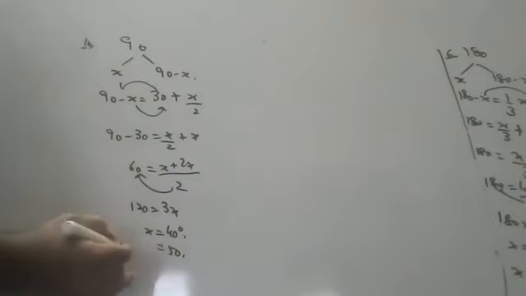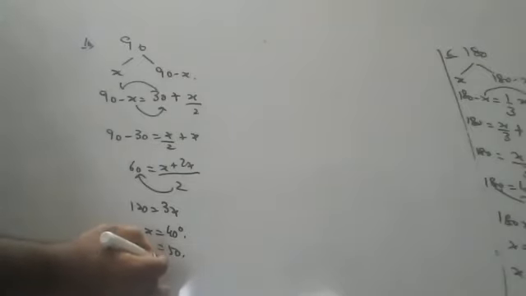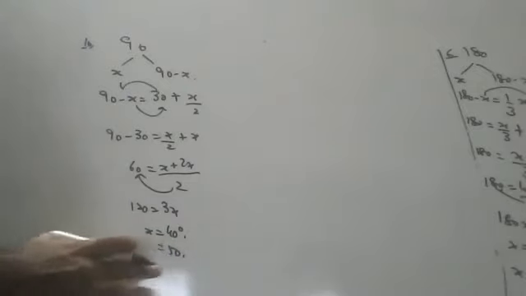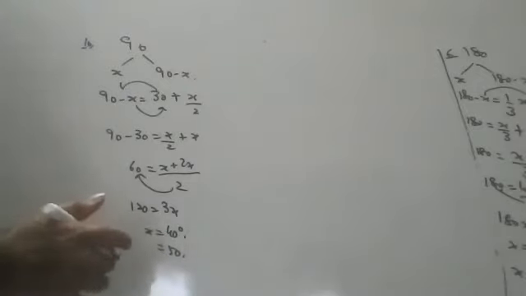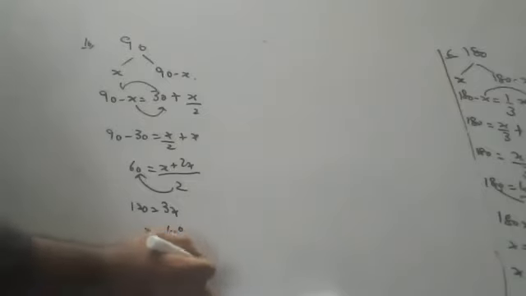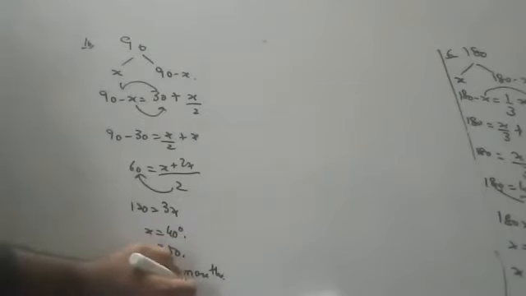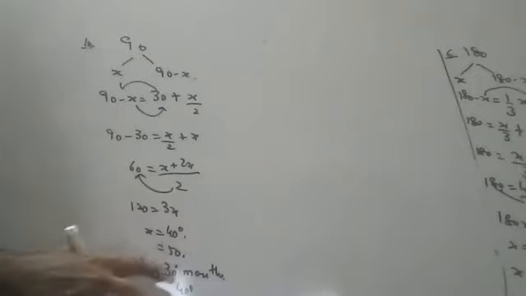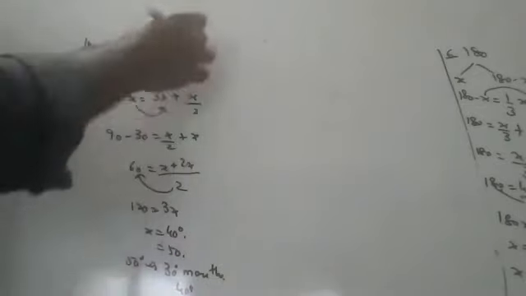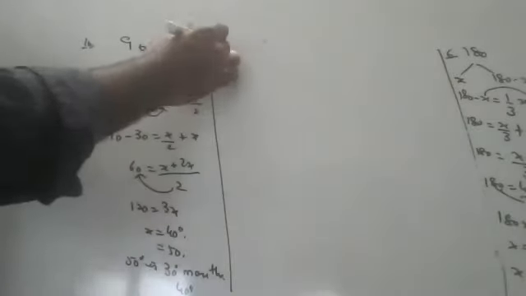Sorry, no. 50 degrees is 30 more than half of 40. Half of 40 is 20. 20 plus 30 is 50. Try to understand, children. If you understand, it will be easy, children.